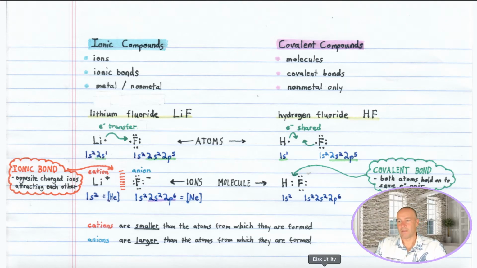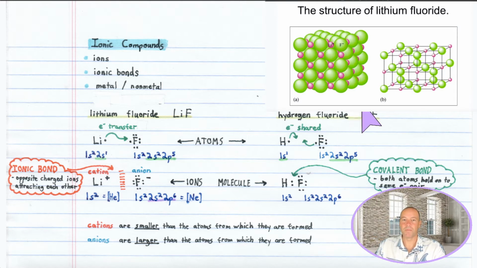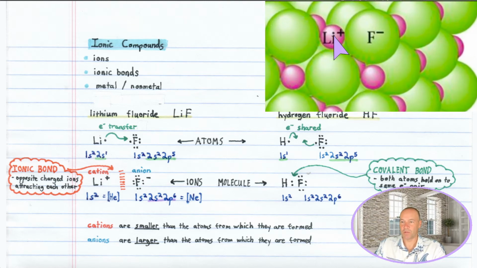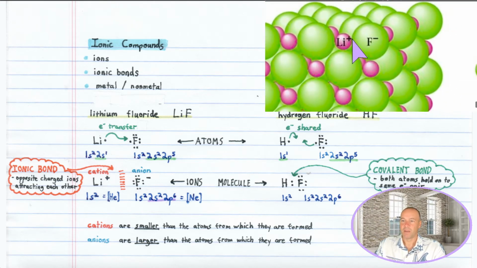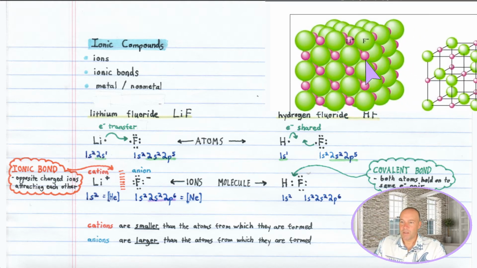And I'll show you a formula for lithium fluoride here. So here it is. So you can see ionic compounds always have this beautiful ordered structure. So the lithium cations are the small purple ones, and the fluoride ions are the large green ones, and so these are the particles that make up this substance.